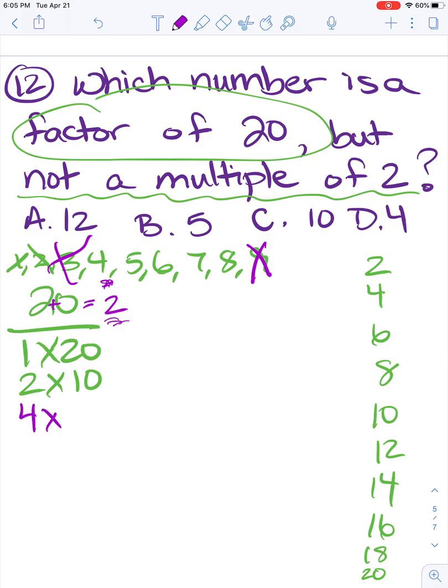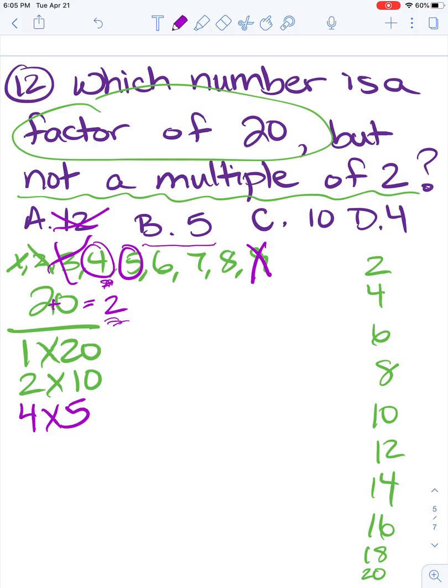Okay, let's do 4. I know that 4 times 5 equals 20. And I know 5 goes in because 5 goes into anything with a 0 or 5 in the ones place. The next thing is 5, right? Well, we've already used it, so we stop. Okay, so here are my factors for 20. Is 12 a factor of 20? No. So that can't be it.